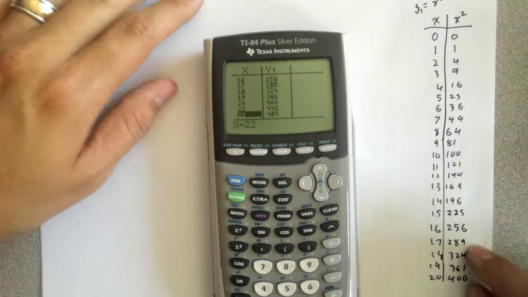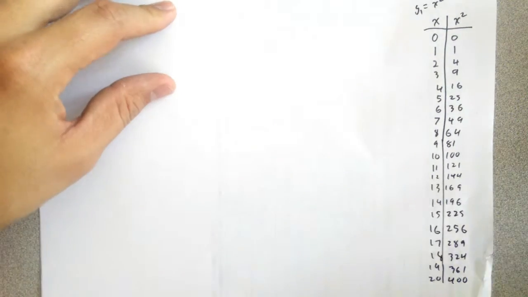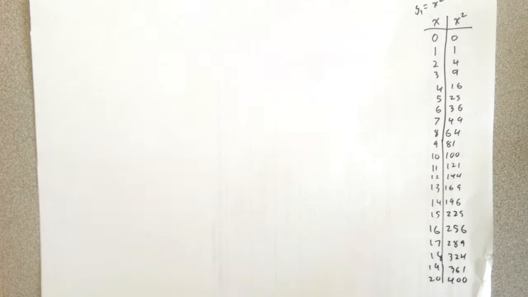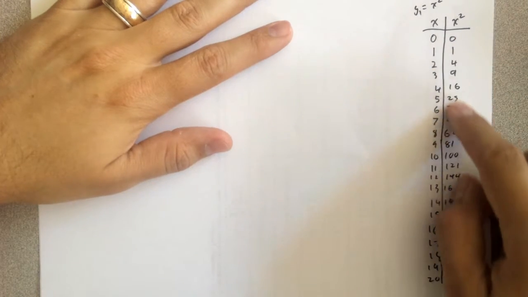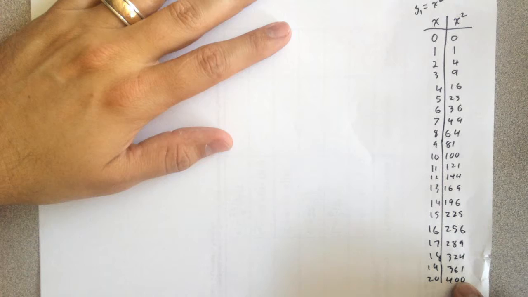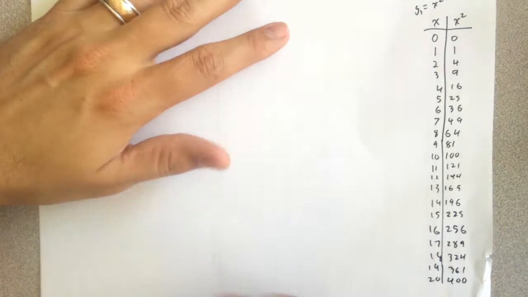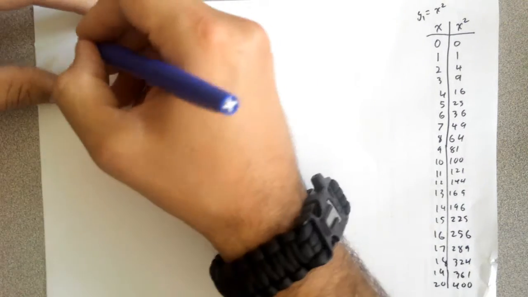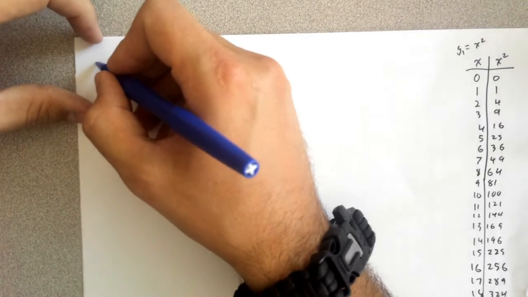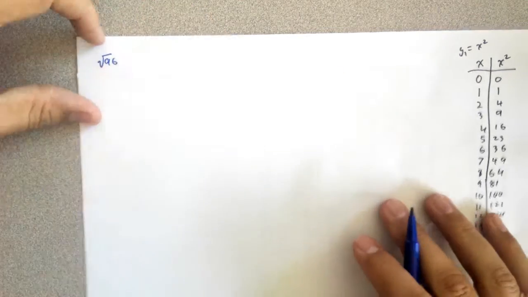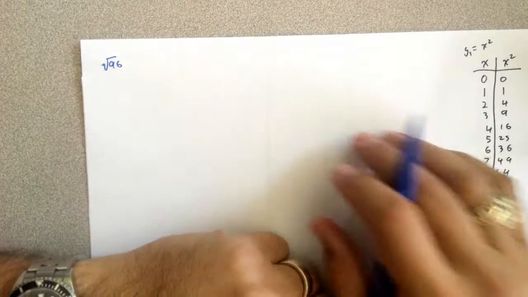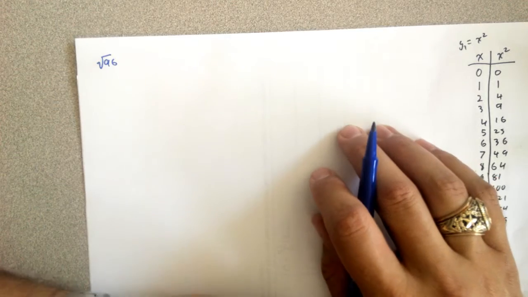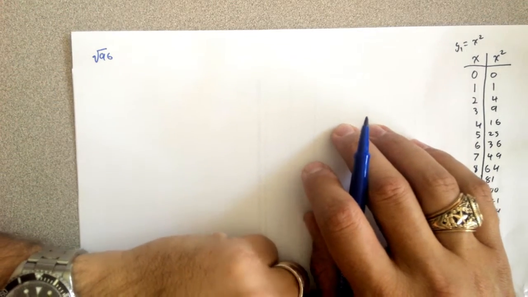Okay, should be finished copying by now. If you're not finished copying, go ahead and pause it like I just did. Again, these are all my perfect squares, and we're going to use those in these examples. Let's start with the example of the square root of 96. It's number 1 on your paper, simplifying square roots.